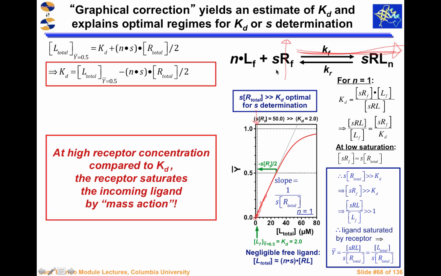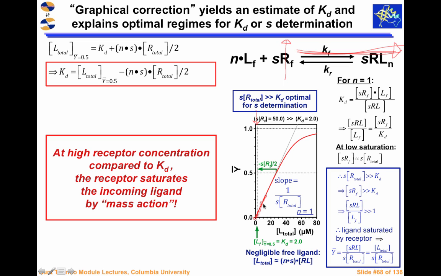You just keep solidly in your mind that under these conditions, when you have a ton of receptor compared to KD, that means when there's relatively little ligand in the solution, you have a ton of free receptor compared to KD. That means the free receptor is going to saturate the incoming ligand. All of the incoming ligand is bound. Therefore, if we know the ligand concentration, we know the concentration of bound receptor, because it's equal to the total ligand concentration under these circumstances.